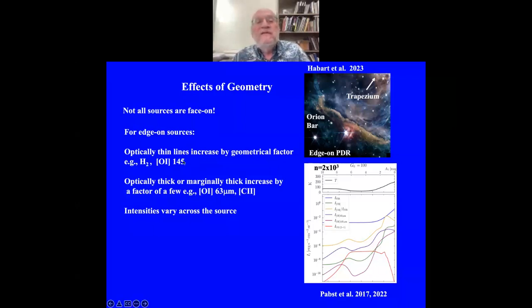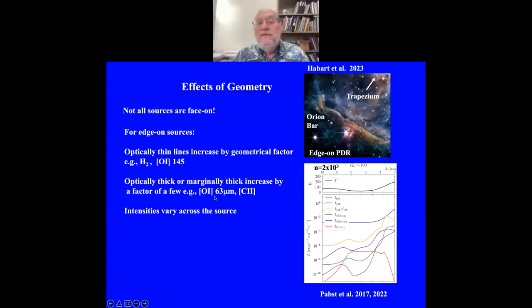So what changes? The optically thin lines increase compared to the face-on PDR by a geometrical factor. So that factor is the column density along the line of sight compared to the column density that's face-on. So lines such as the H2 lines or the [O I] 145 micron line can increase by quite a bit due to this longer column density along the line of sight.